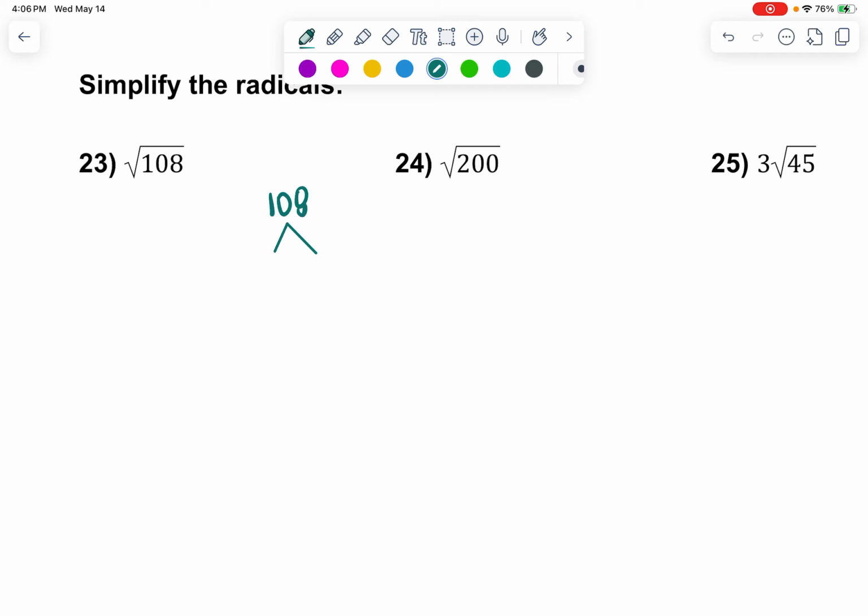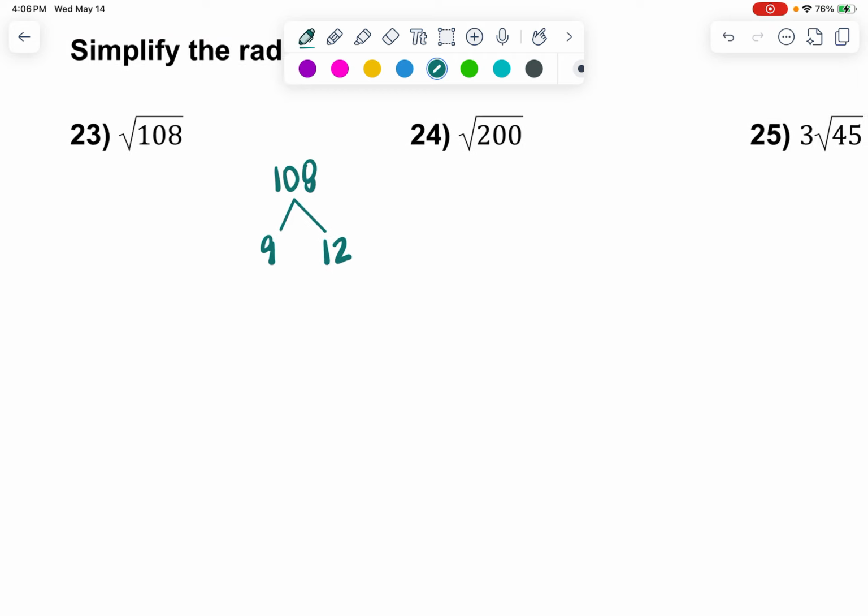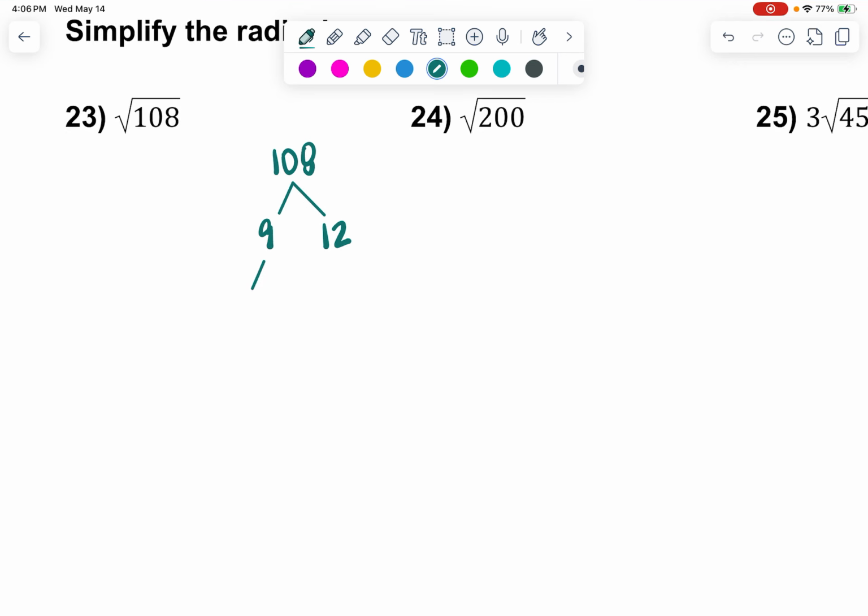So I'm going to start with 9, because I know 9 goes into 108 12 times. Or you can start with 2 and 54 or 3 and 36. It doesn't matter what you pick to start off with, as long as you keep breaking down those tree branches until you get down to your prime numbers. So 9 breaks down into 3 times 3. So I'm going to circle those. 12 is definitely not prime because I can break that down into 2 times 6 or 3 times 4 or whatever numbers you want to pick. It does not matter. We'll all end up with the same answer at the end.